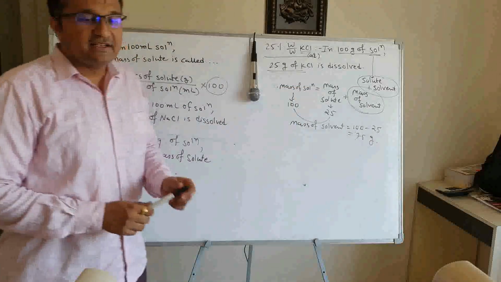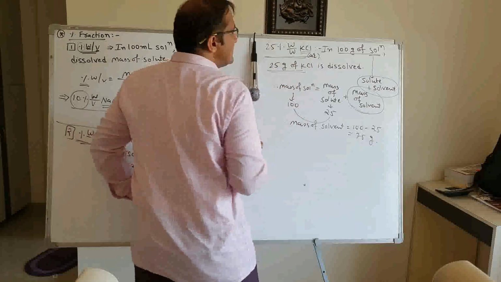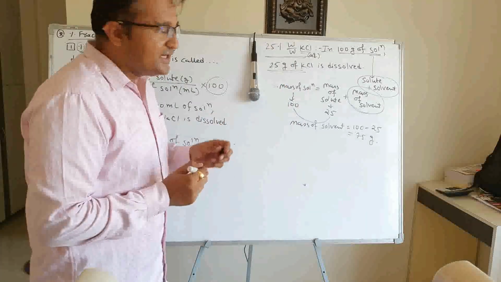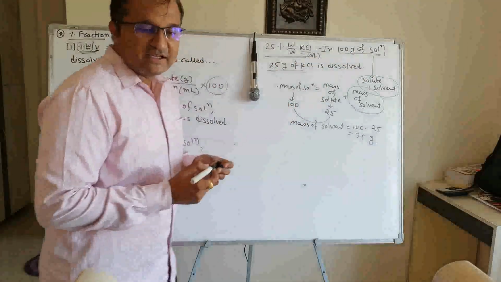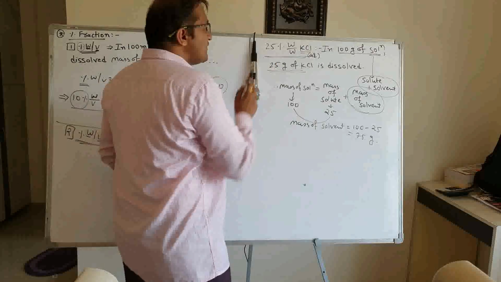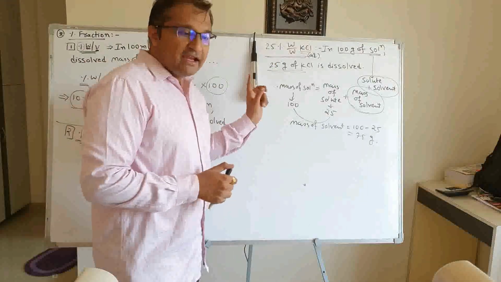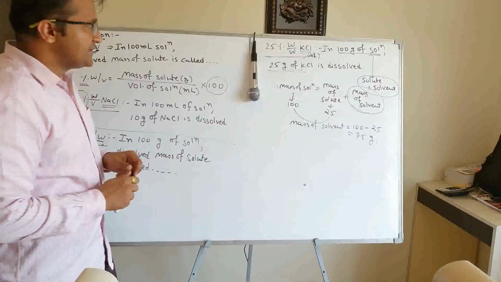Means if we take 10% W by W of KCl, then in 100 gram of solution, 10 gram of KCl is dissolved. But if we say the other conclusion, then 100 minus 10 is 90, so in 90 gram of solvent, 10 gram of KCl is dissolved. If we take 20% W by W KCl, then it will be 80 gram of solvent and 20 gram of solute.